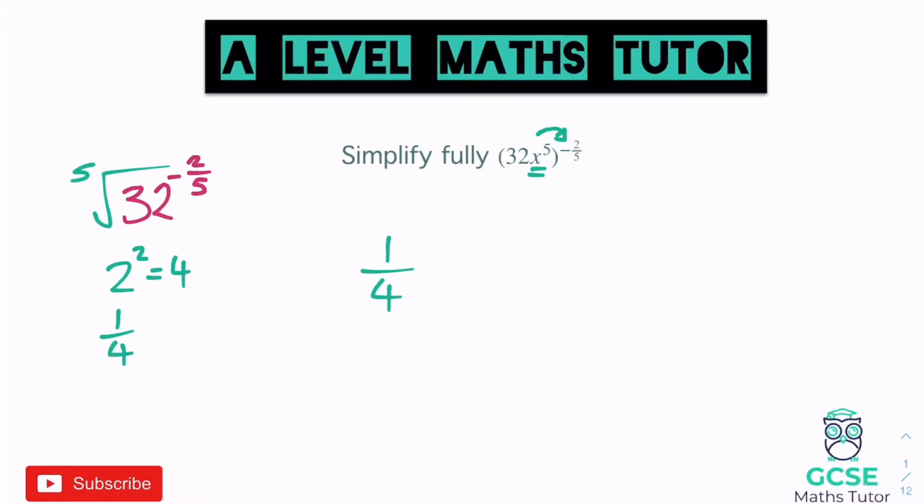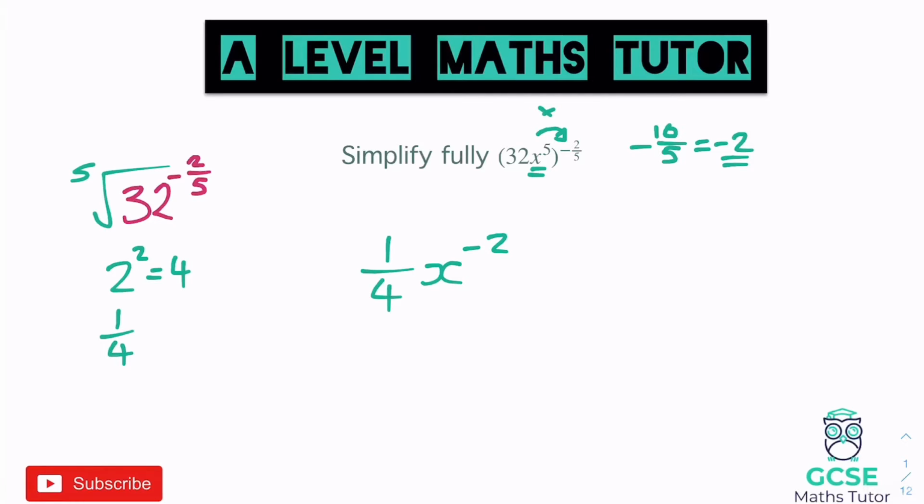Now when it comes to the x to the power of 5, we can obviously multiply the powers when we've got brackets like this, so we're going to multiply these powers together. So we've got 5 lots of negative 2/5, and 5 lots of negative 2/5 will be negative 10/5, okay, just multiplying that numerator by 5, and negative 10 divided by 5 is negative 2. There we go, so my power is going to turn into negative 2. So I can write that out here. We've got then x to the power of negative 2.